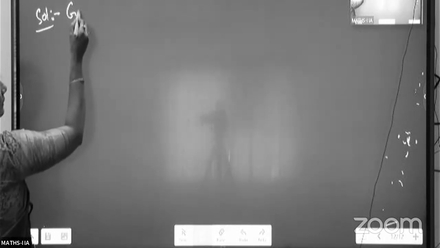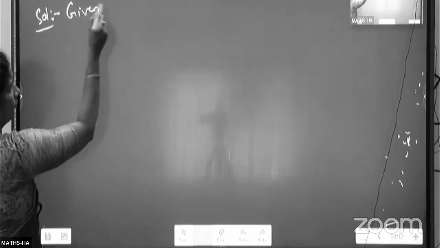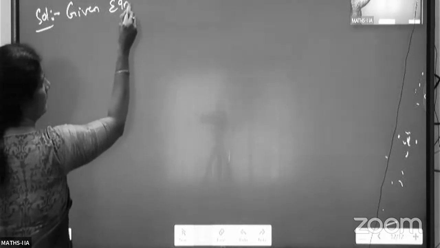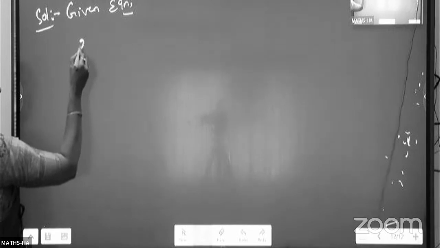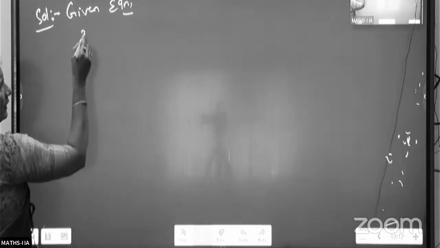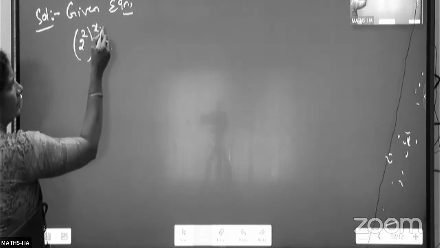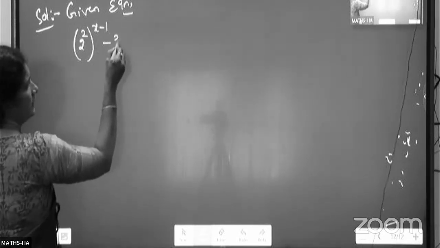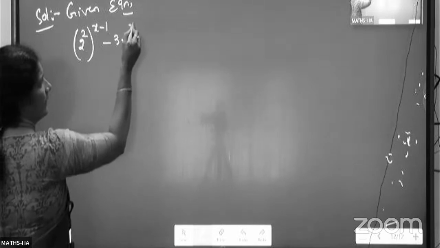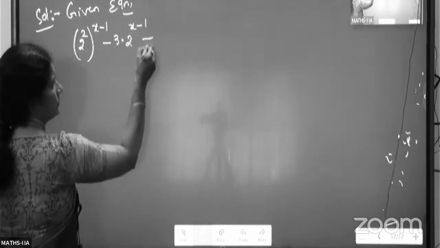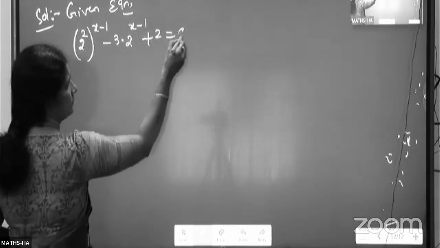Given equation. Different ways you can do. Given equation: 4, shall I write 2 square, whole to the power x minus 1, minus 3 into 2 to the power x minus 1, plus 2 is equal to 0.